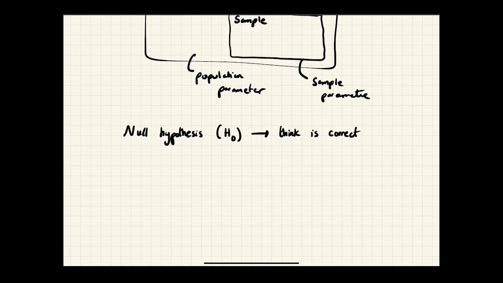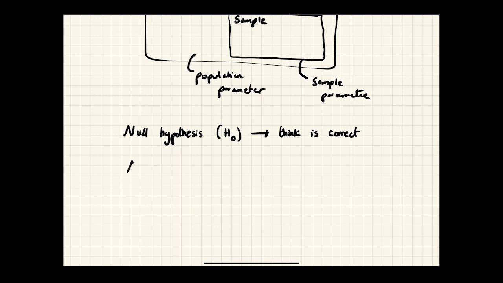So I might say something like, I think the most popular TV show in my school is, let's say, SpongeBob SquarePants or something like that. I don't know, let's say it's primary school. And then I'll say that I think that 60% of students in my primary school like this TV show. So my null hypothesis is what I assume is correct.